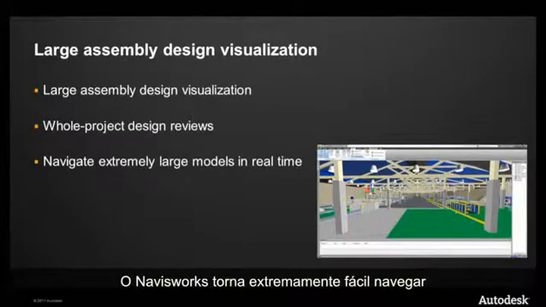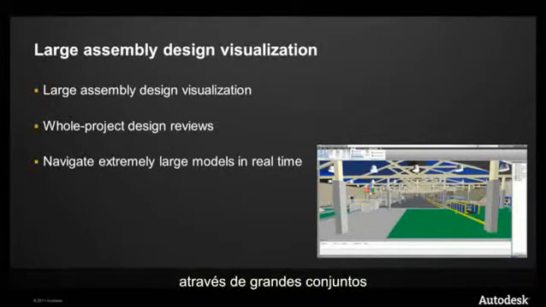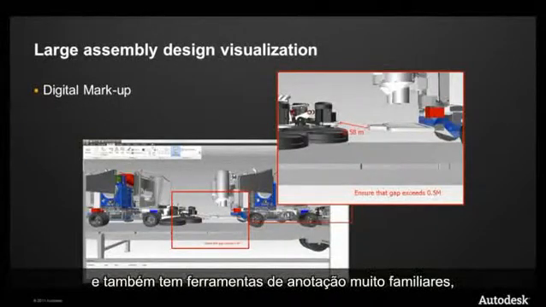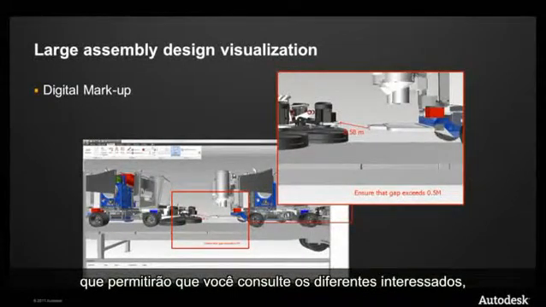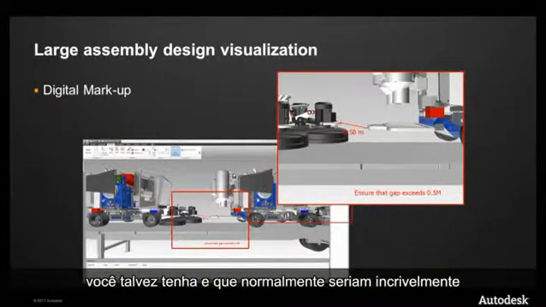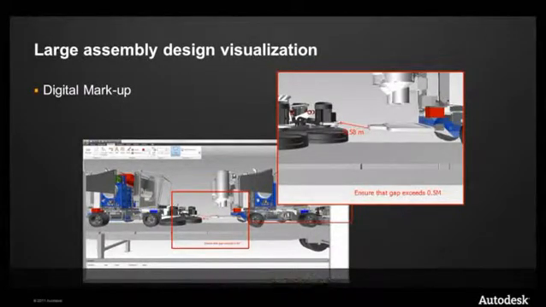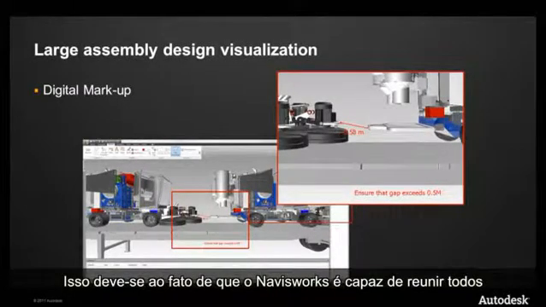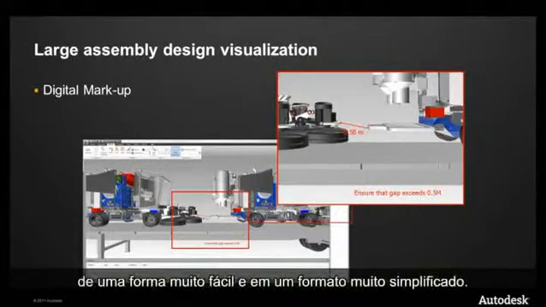Navisworks makes it extremely easy to navigate through these large assemblies. And then it also has the very familiar markup tools that are going to allow you to inspect with different stakeholders and get key answers to questions that you may have, which normally would have been incredibly difficult to understand. Because Navisworks is able to bring together all of these different data sets in a very easy and very simplified format.